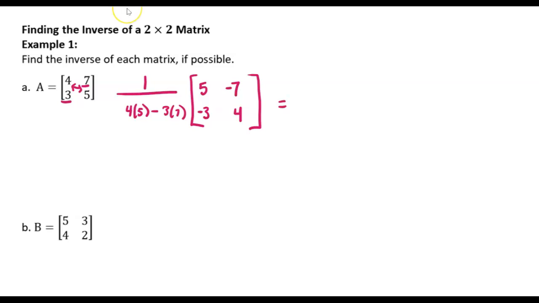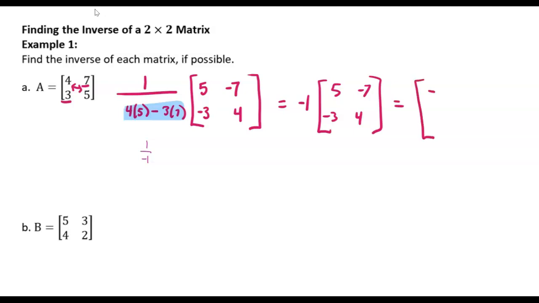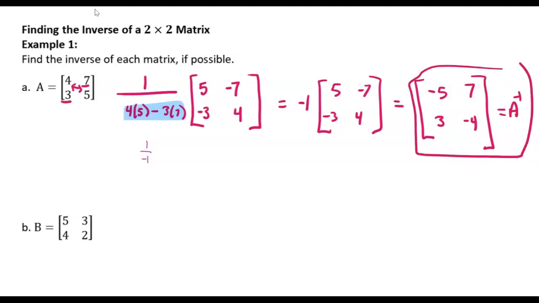If you do just this part in a calculator, you have 20 minus 21, so you get -1. And 1 over -1 is just -1. So you have -1 times this matrix. Then all we do is multiply each number in here. It's like a scalar multiplication by -1. I'm taking each one times -1, changing all the signs. And this is the inverse of matrix A right here.